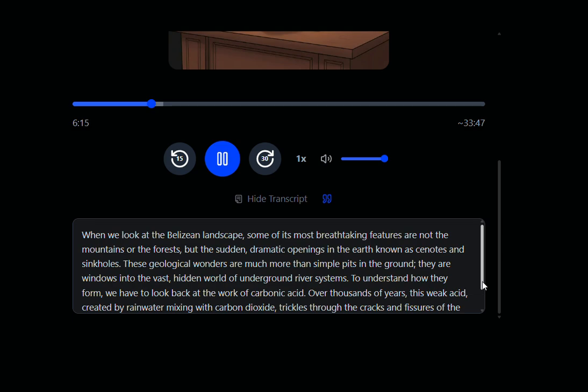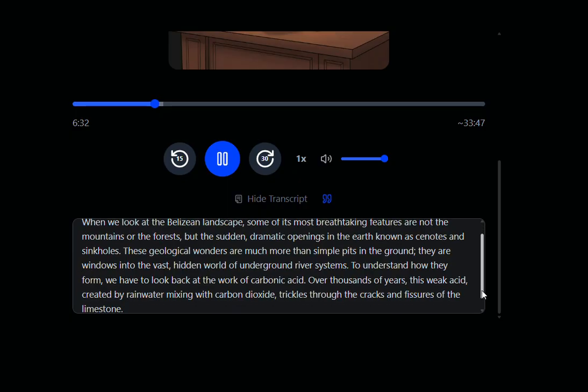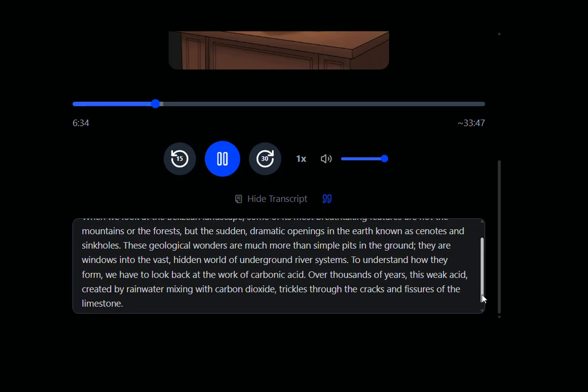When we look at the Belizean landscape, some of its most breathtaking features are not the mountains or the forests, but the sudden, dramatic openings in the earth, known as cenotes and sinkholes. These geological wonders are much more than simple pits in the ground. They are windows into the vast, hidden world of underground river systems.